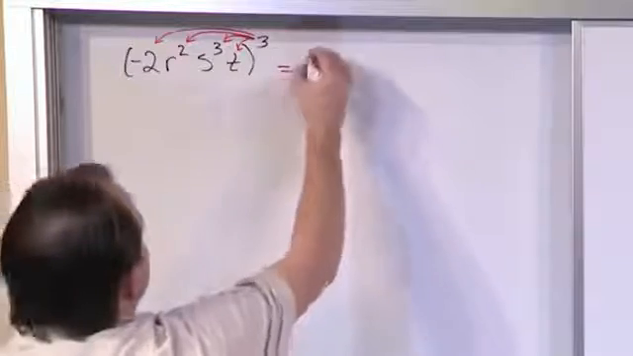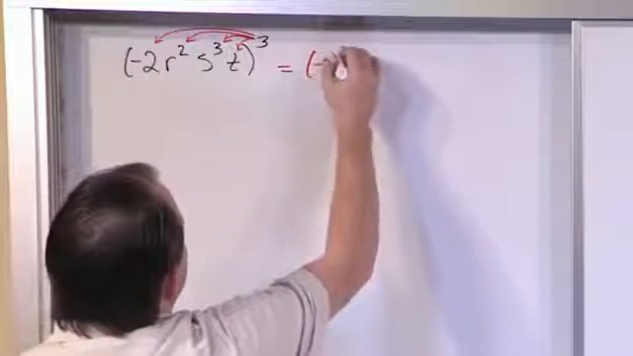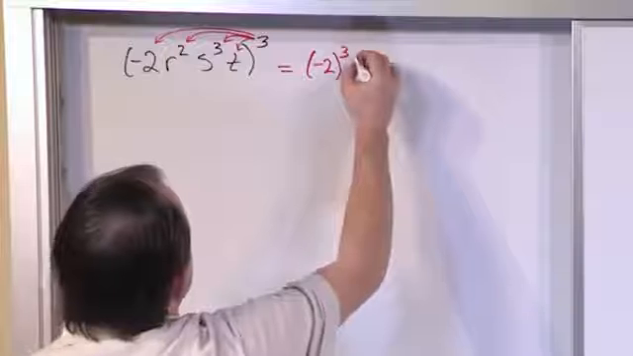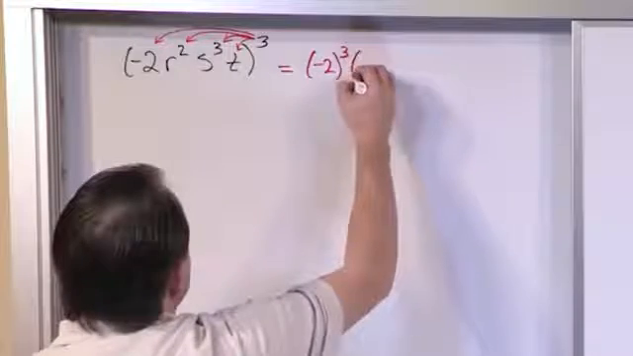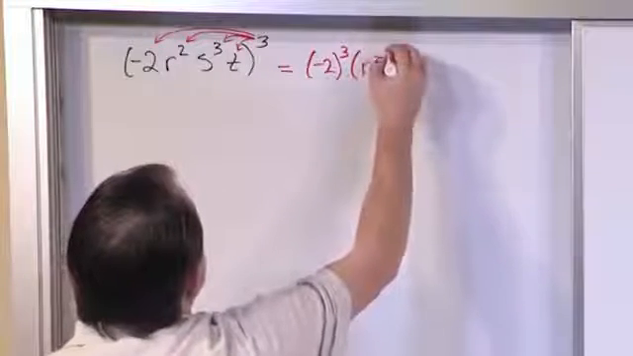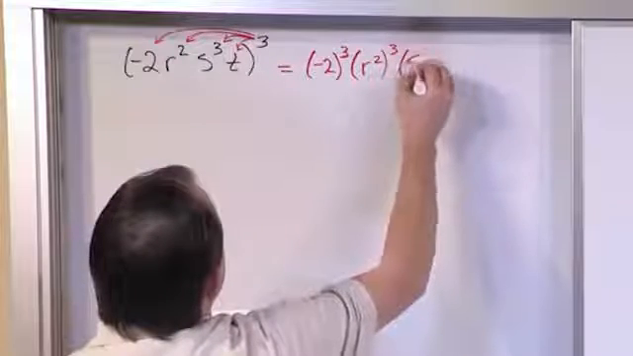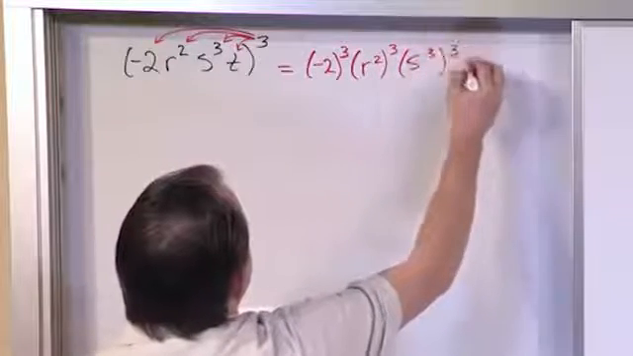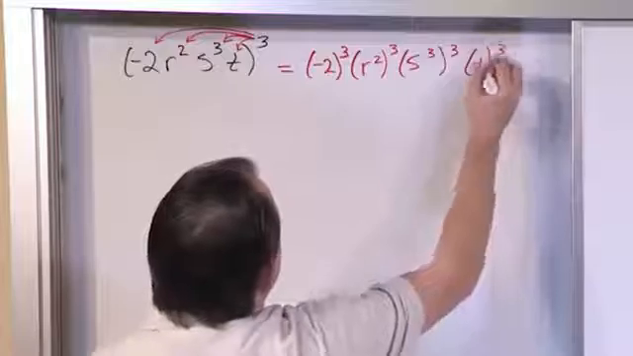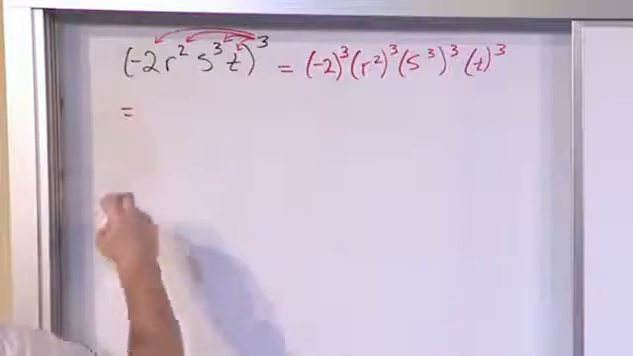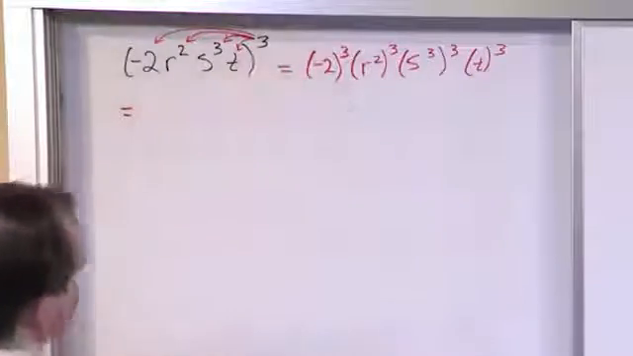So what you have here is negative 2 raised to the power of 3. Then, just to make it totally clear, r squared raised to the power of 3. Then s to the 3rd raised to the power of 3. Then t raised to the power of 3. Just to be absolutely clear so that you know what I'm doing, I'm applying the cube to everything.